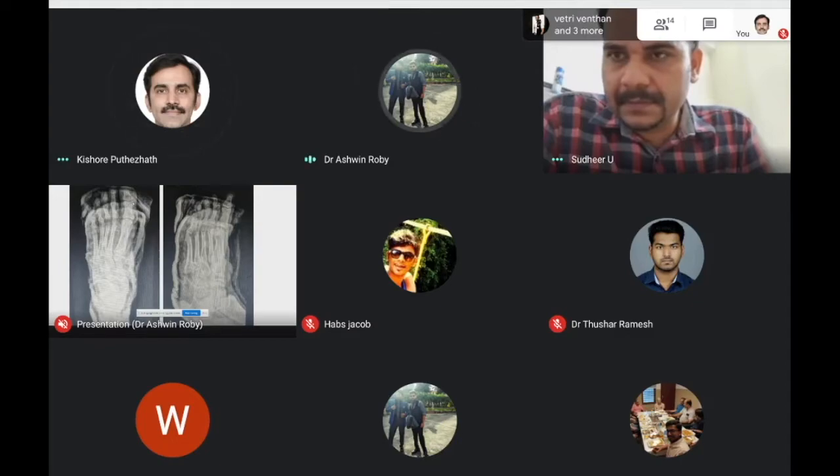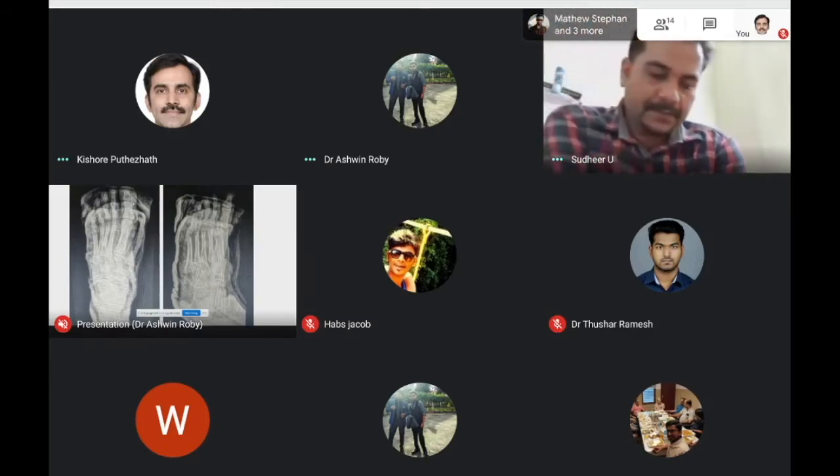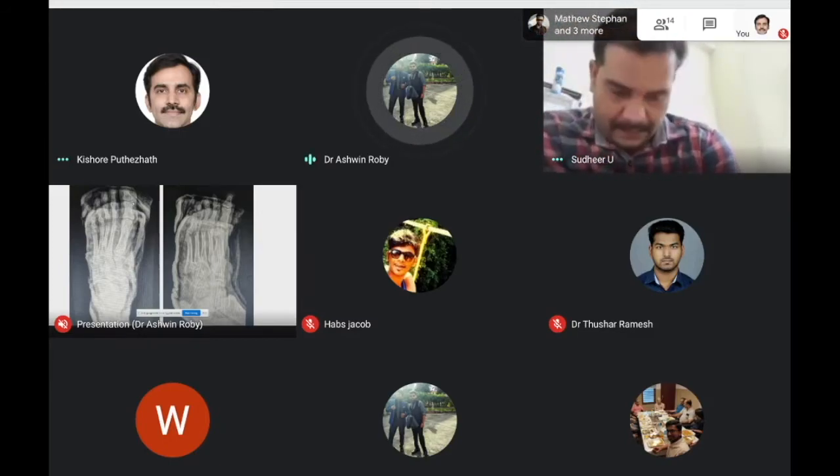Sir, conservative management: point displacement should be less than 1 millimeter. Weight bearing possible? No. You have reduced it completely. There is not even 2 millimeter displacement anywhere, and it appears stable. Will you go for conservative treatment or fixation? Not will you. What's the current status? We have to go for fixation, sir.